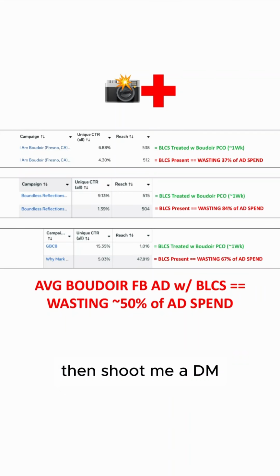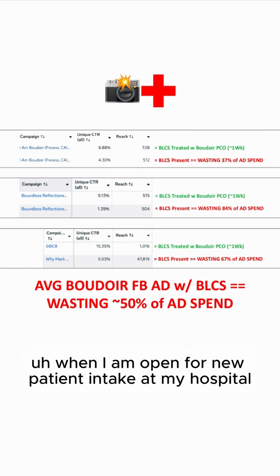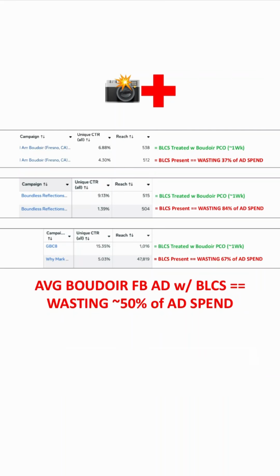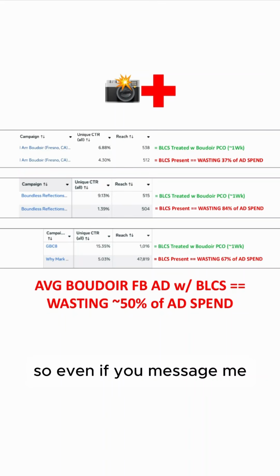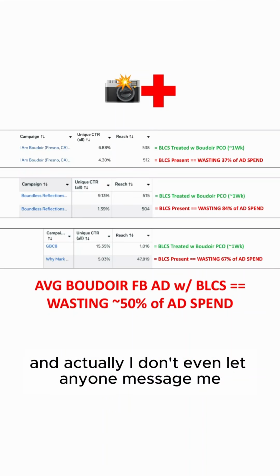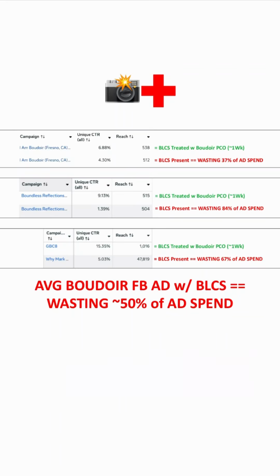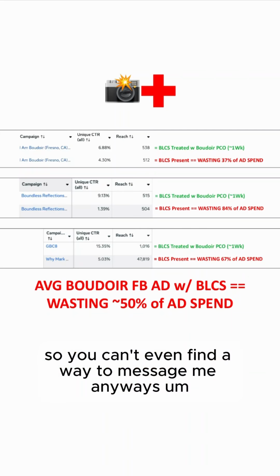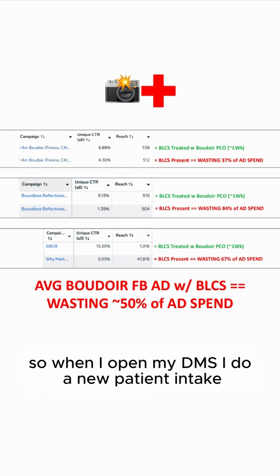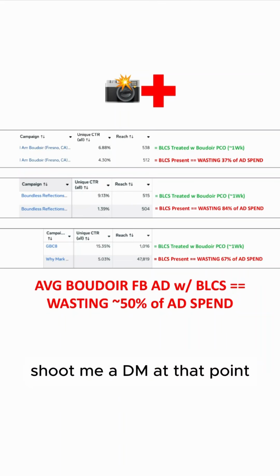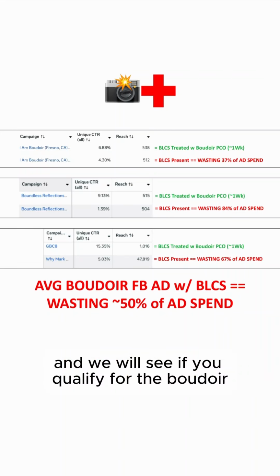Then shoot me a DM when I am open for new patient intake at my hospital. Right now, I'm not open for new patient intake, so even if you message me, you're not getting in. And actually, I don't even let anyone message me, so you can't even find a way to message me anyways. So when I open my DMs, I do new patient intake. Shoot me a DM at that point, and we will see if you qualify for the Boudoir Pico treatment.